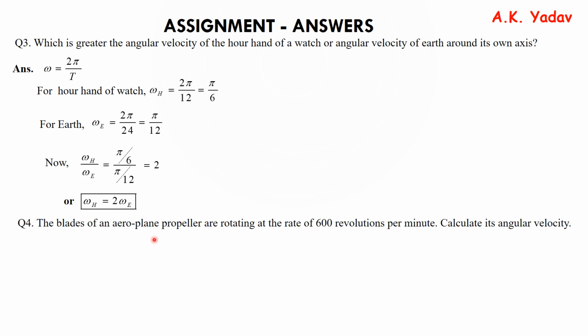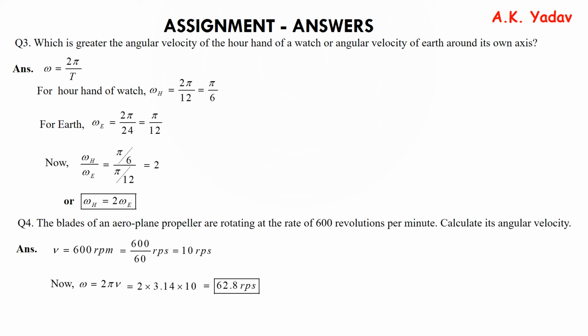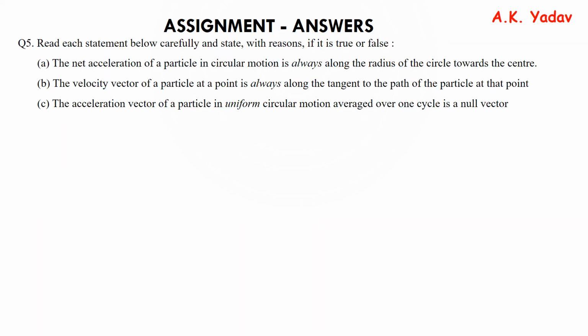The blades of an aeroplane propeller are rotating at the speed of 600 revolutions per minute. Calculate its angular velocity. So frequency is 600 rpm. We convert into rps, that is 10 rps. Now omega equals 2 pi nu. We put the values and we get 62.8 rad per second.